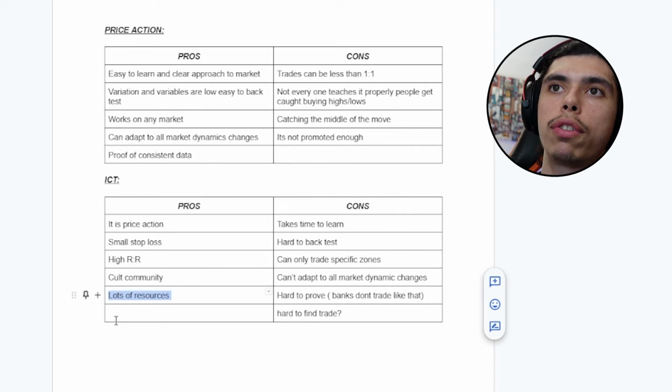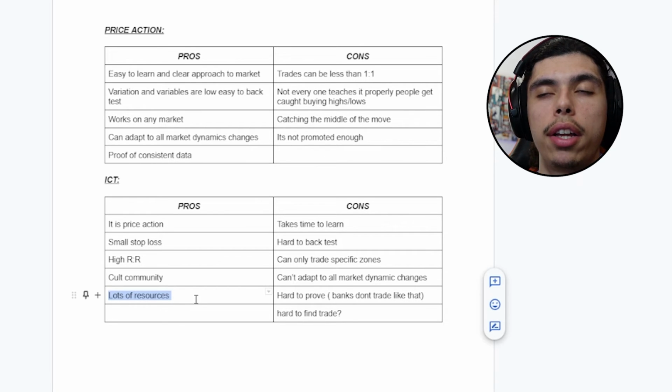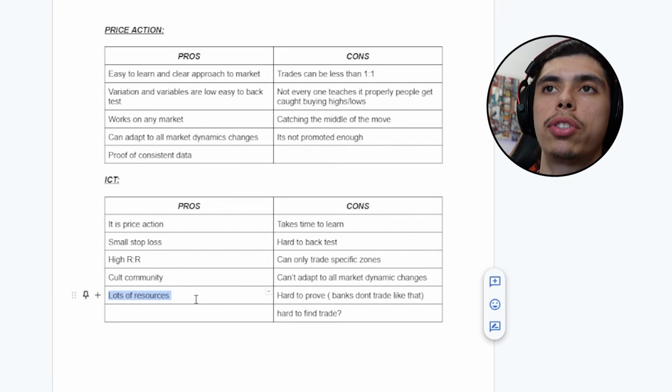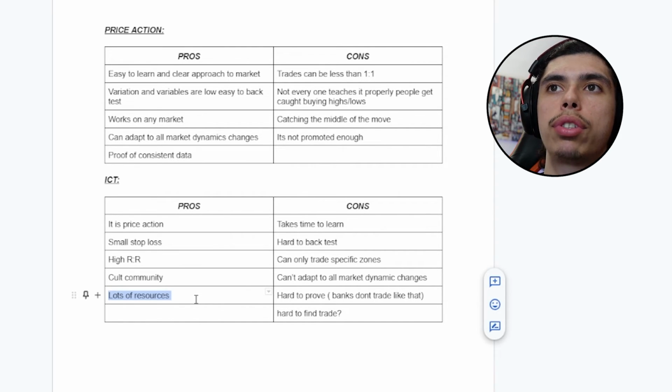The other pro is there are lots of resources, which can also be a con here, because unfortunately a lot of guys get dragged in. It's popular on the internet and it's very easy to find resources to learn about ICT and smart money concepts because it's spread everywhere. Everyone's talking about it. Everyone is giving their twist on it. Everyone's a guru on it, when in reality it's something that's not really solved, and I don't see someone explaining the same thing the same way, and that's what makes it so confusing.